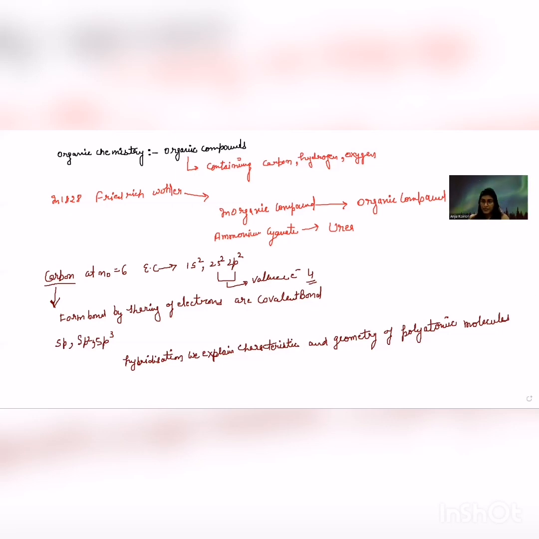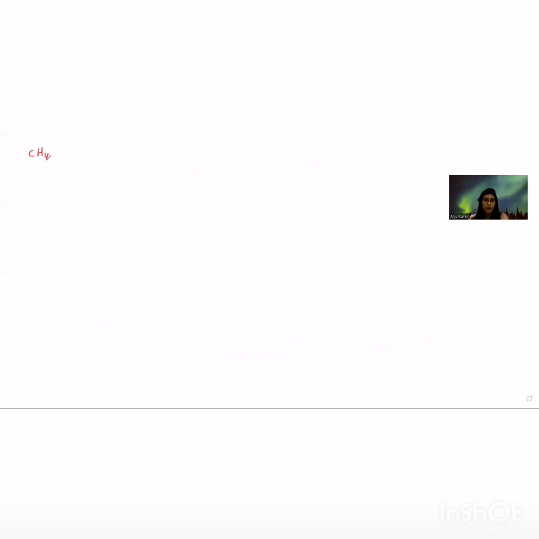Let's take an example of CH4. Now, by simply seeing the electronic configuration of carbon, we would think that carbon has 2 unpaired electrons, and that carbon should form 2 bonds with hydrogen and form CH2. But in reality, this is very unstable. And in reality, carbon forms CH4.